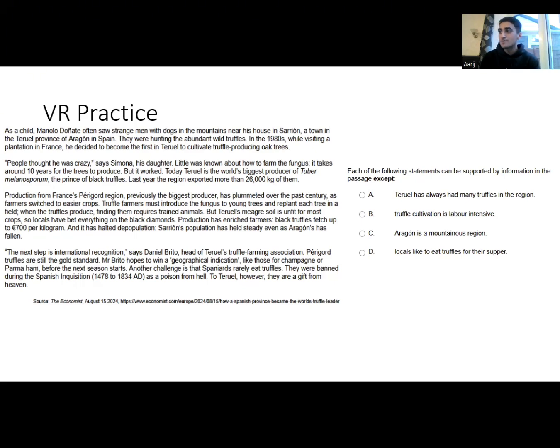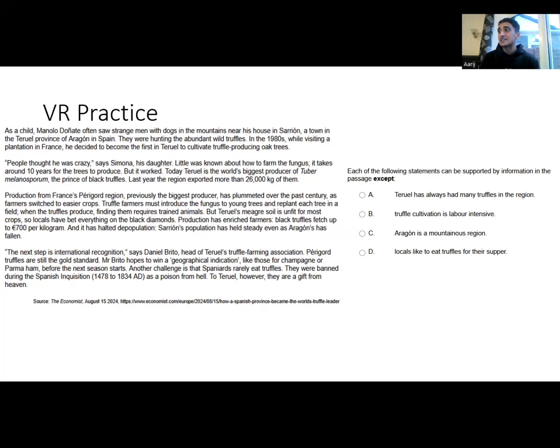So let's deal with B first. It says truffle cultivation is labor intensive. Well, we don't know this, do we? Because in the first line it says, a child Manolo Donate often saw strange men with dogs in the mountains near his house in Sarian, a town in the Trull province of Aragon in Spain. So it is supported that it's labor intensive because you're going out with dogs in mountains, okay? Moving on to C.